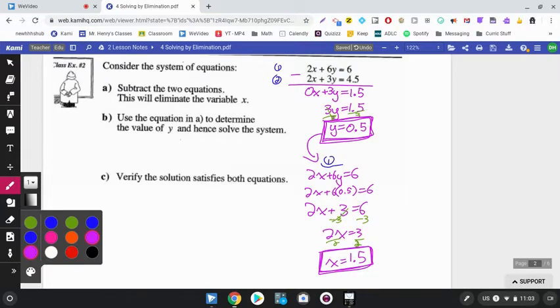Okay, it says to verify. Let's not verify. You can verify on your own. Yeah, let's not do that. Let's not waste our time.